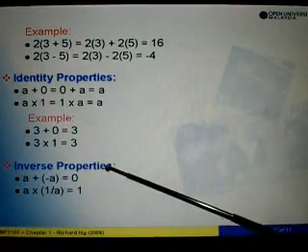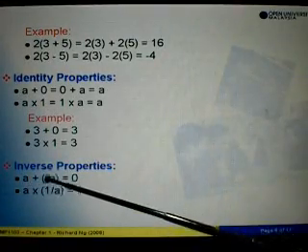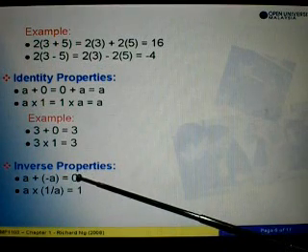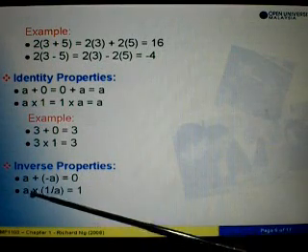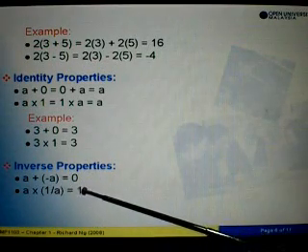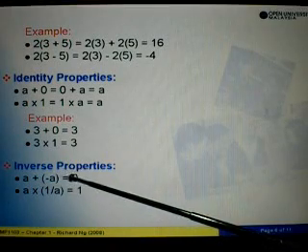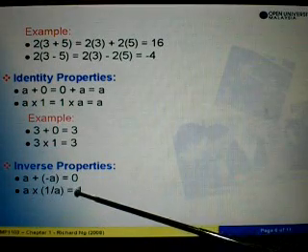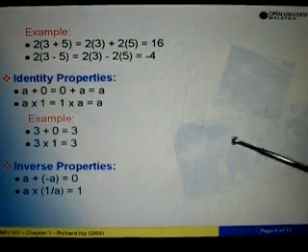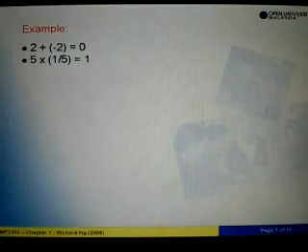For inverse properties, if we have A plus negative A, the answer is 0. And if we take multiplication, A times 1 over A, the answer is 1. So for addition, the answer is 0. For multiplication, the answer is 1. So this is known as inverse properties.